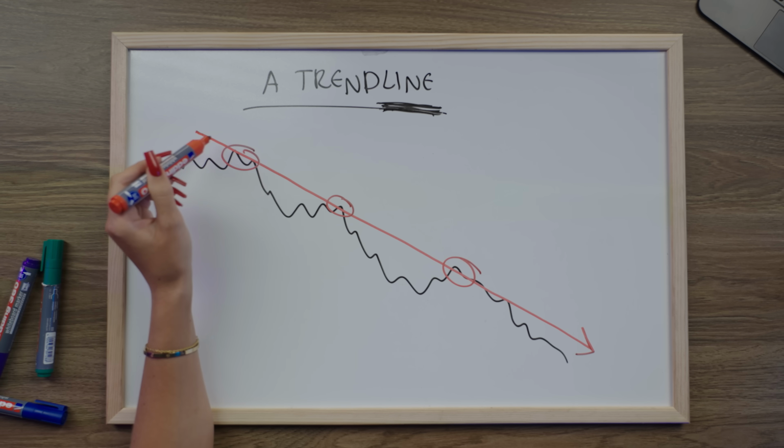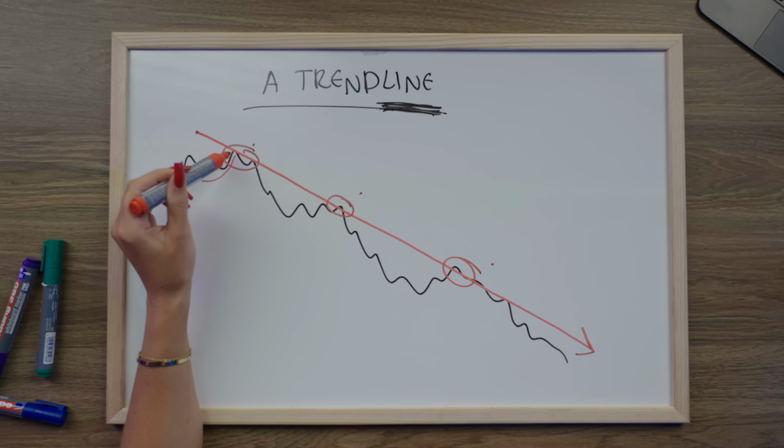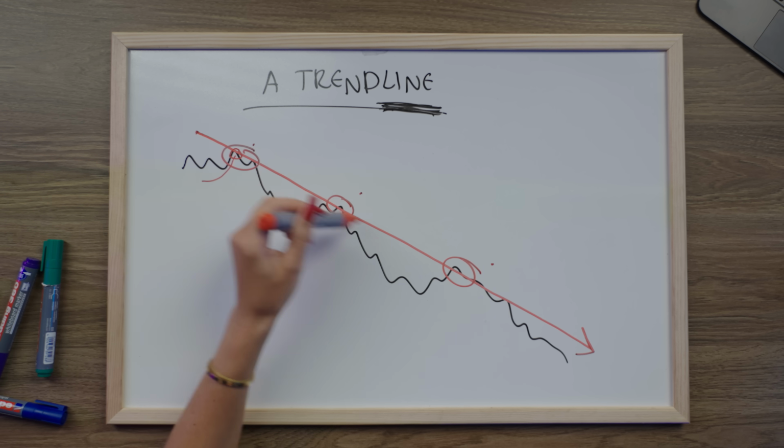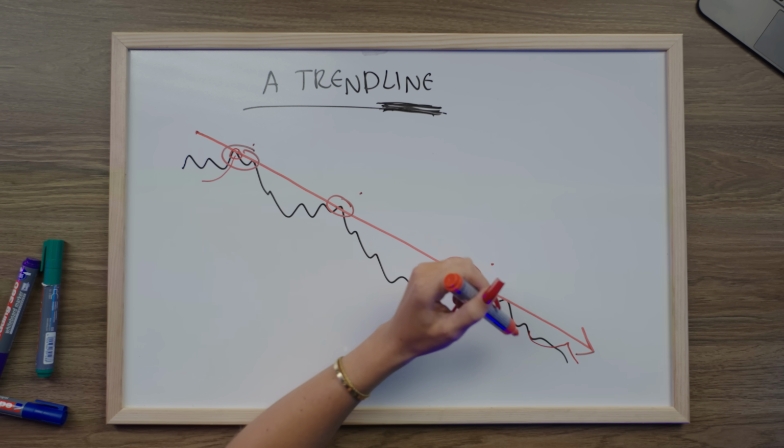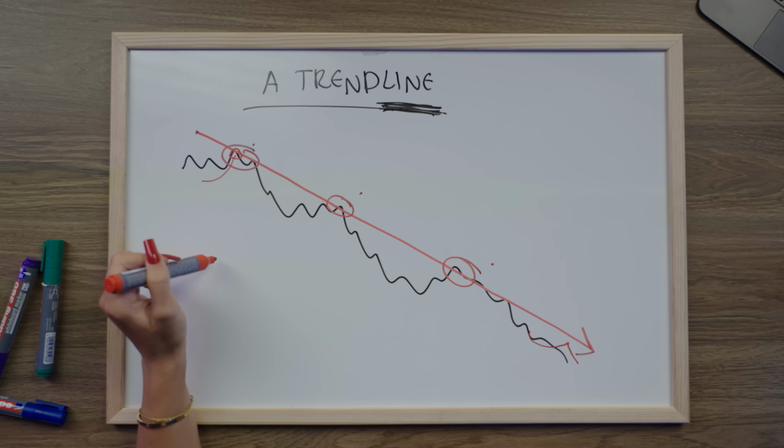Now, when we draw these lines, they aren't just random. When you start to see price respect this same diagonal line that we just drew over and over again, that is your structure. Now that I've shown you on the whiteboard how to draw a trend line, let's see what they look like with real-time market data on TradingView.